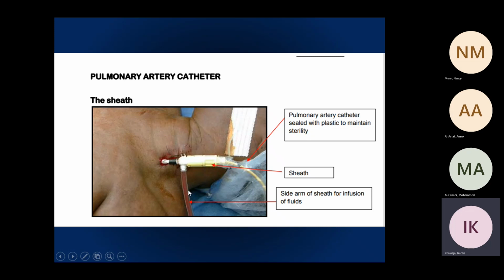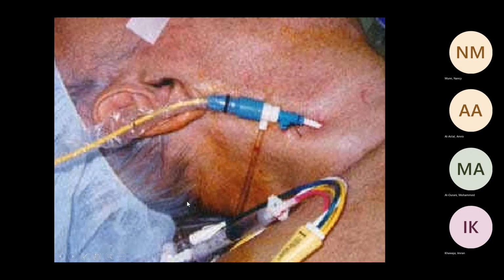And here there's a side port where you can use it for infusion. So that's basically how it looks. And like I said, you're familiar with that.